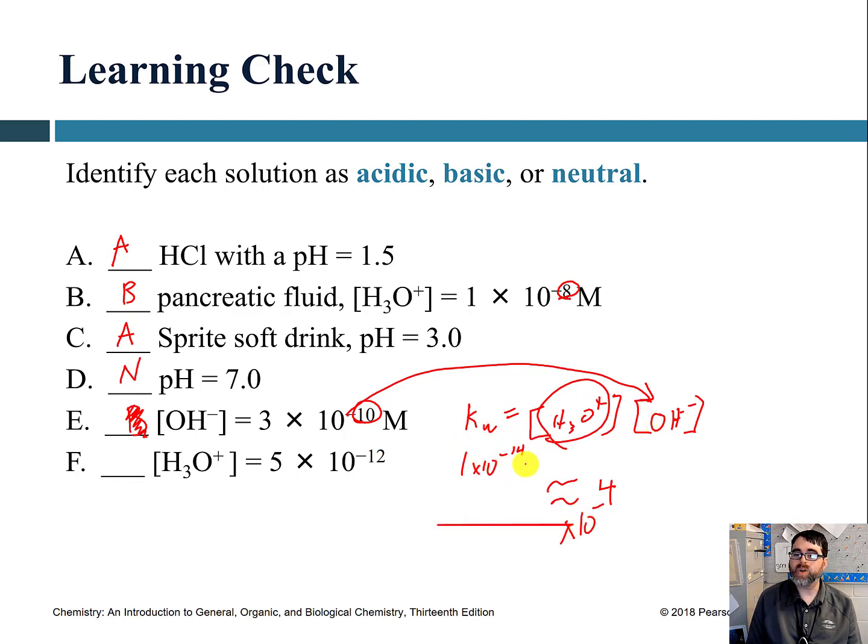I'm just doing very quick rough math in my head here, looking at the powers of 10 and kind of ignoring the numbers out in front, which is more than good enough for our purposes here. Anyway, 10 to the negative 4 is going to be a pH of around 4, which is going to make this one acidic. And then 10 to the negative 12 for the hydrogen ion concentration. That's a very small concentration, so that one is going to be basic.